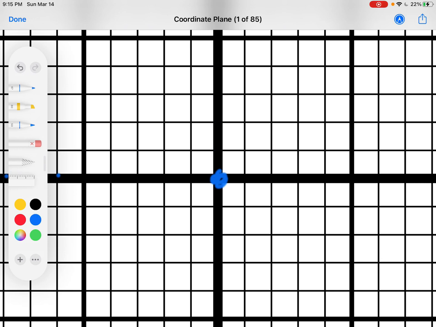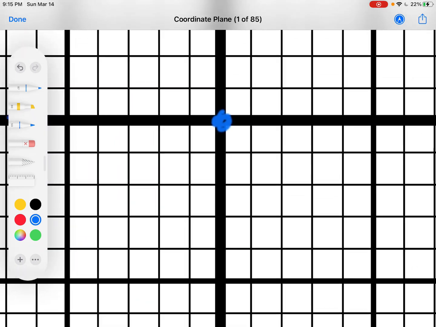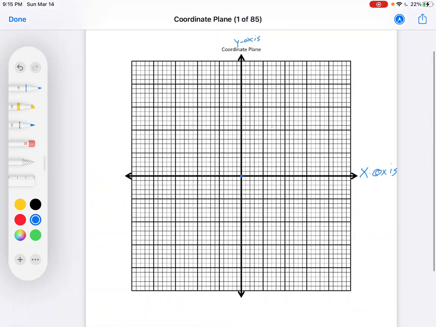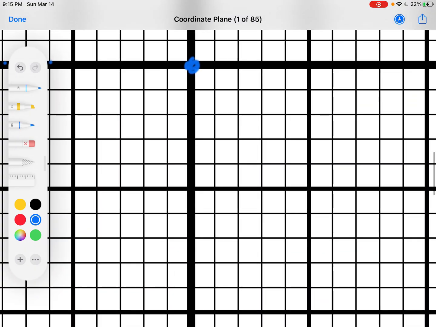Similarly, down is negative. So, if I were to tell you that something has a y-coordinate of negative 7, you would start at 0 and go 1, 2, 3, 4, 5, 6, 7. And that would have a y-coordinate of negative 7, right there.